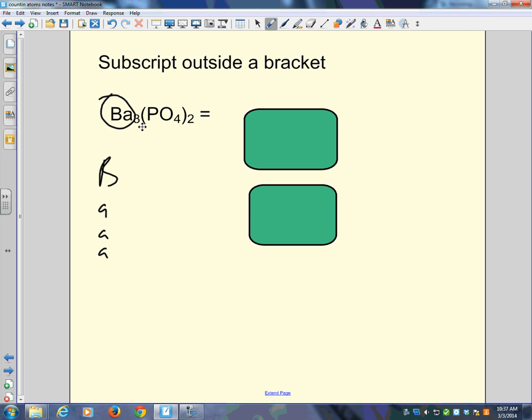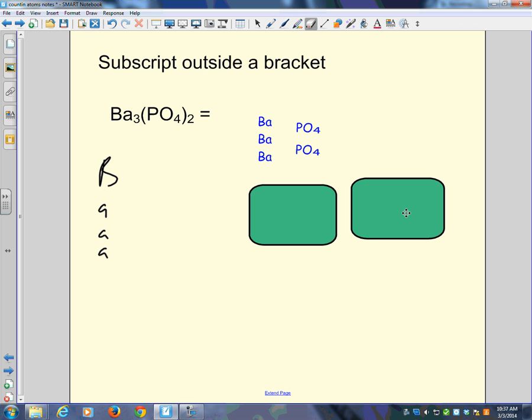Okay. If you've got a subscript like this outside the bracket, see, can we move on? If you've got a bracket outside like that, what does that mean? It means I've got 3 Ba's.